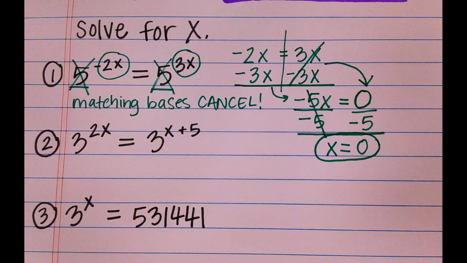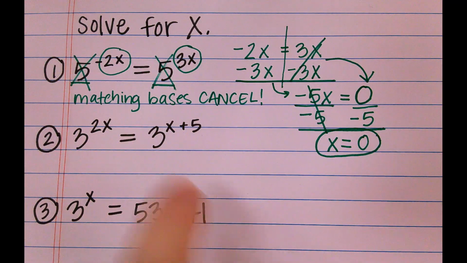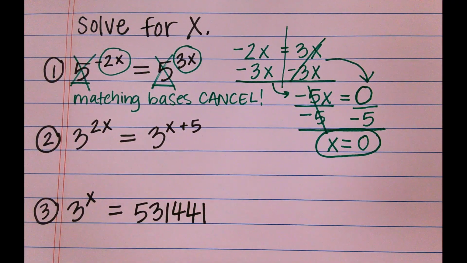Good. Now number 2, okay. So now that we've seen the process for number 1, I bet number 2 is going to be easier. So tell me, what should we do for number 2? Cancel out that stinking 3.